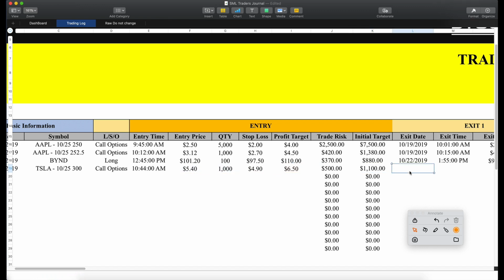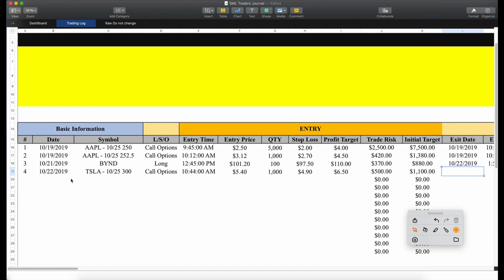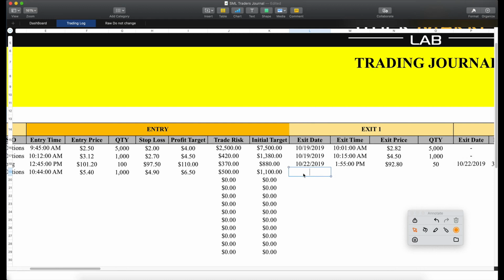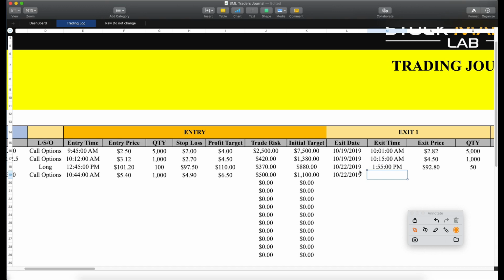Then I put my exit date. Now, typically, obviously, if you're day trading, the date's going to be the same exact day, 10/22. The time is what I really care about. What time did you exit? Let's say I exited at 10:52 a.m. You guys can see my entry point, my exit point, the time right there. What price?